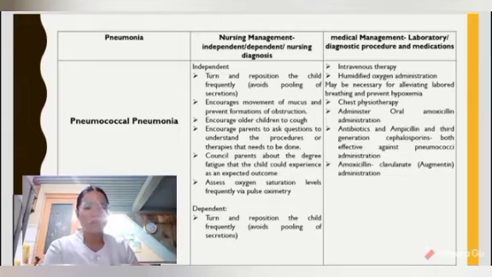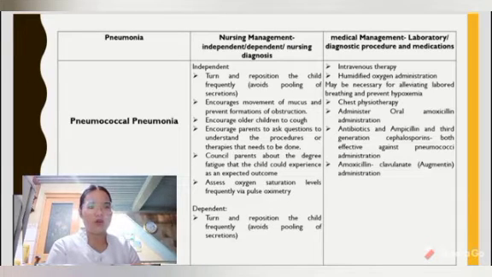For the pneumonias, the first one we have is the pneumococcal pneumonia. For the nursing management, first we need to reposition the child frequently to avoid the pooling of secretions. Next will be the encouragement of the parents to ask more about their child's condition, to understand why the therapies that need to be done for their child are necessary, and the counseling of the parents about the degree of fatigue that the child may experience during the febrile stage of their condition. Next would be to assess the oxygen saturation levels of the child through the pulse oximeter.